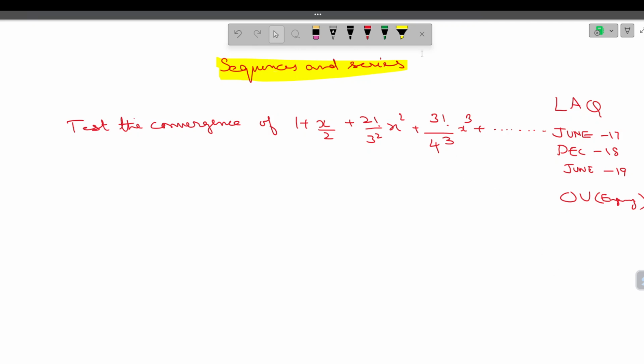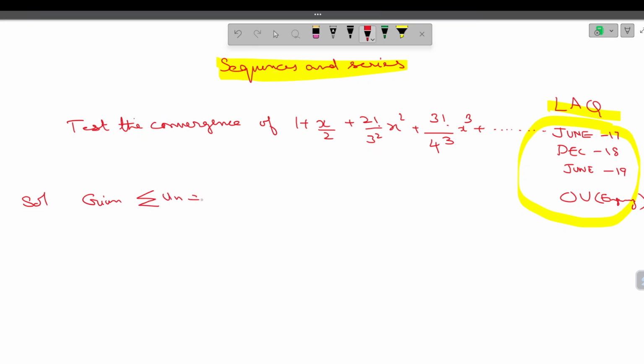And this is a very important problem. It appeared three times. It may appear again. Please see here, a very smart, logical problem.